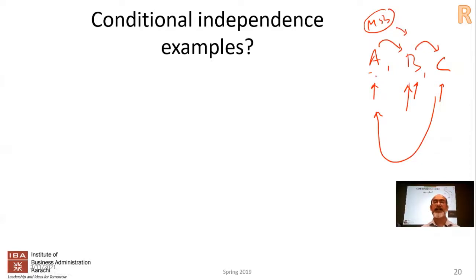In other words, let's say there are three events, A, B, and C, and C only depends on B. B in turn depends on A, but conditional independence means that given B, C is independent of A. Okay, I'll repeat that. Given B, then C becomes independent of A. Now I want you to think of some real life examples.